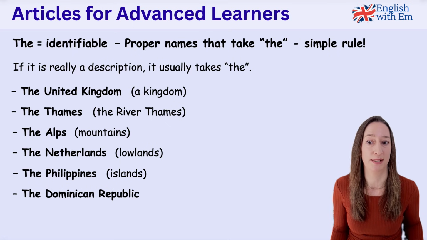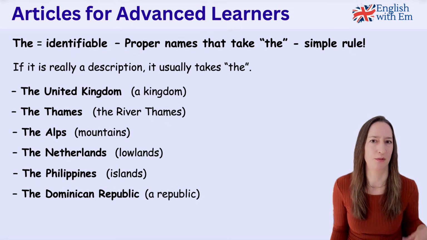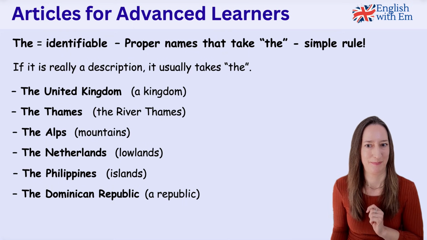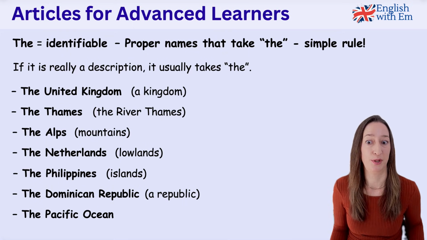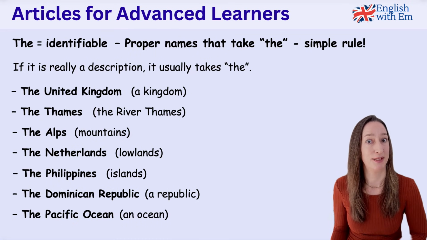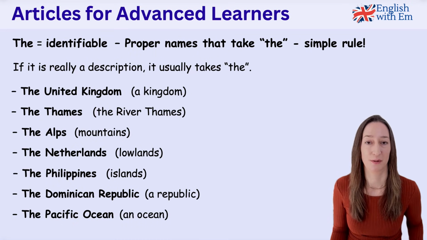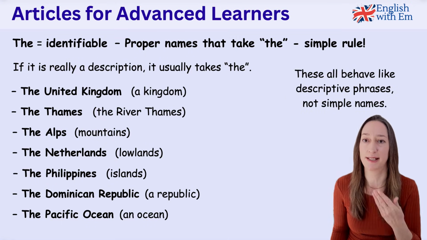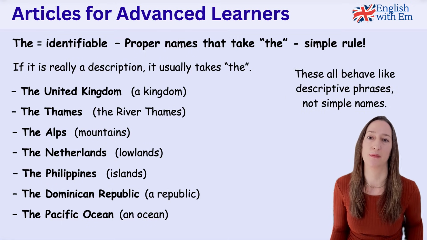The Dominican Republic. It's a republic. Which republic? The Dominican Republic. The Pacific Ocean. An ocean. Which ocean? The Pacific Ocean. In all of these cases, these behave like descriptive phrases, not simple names.